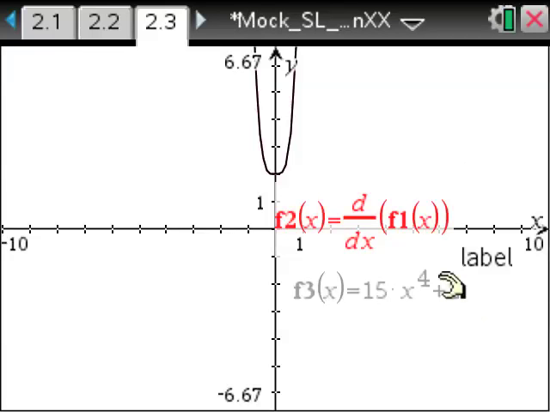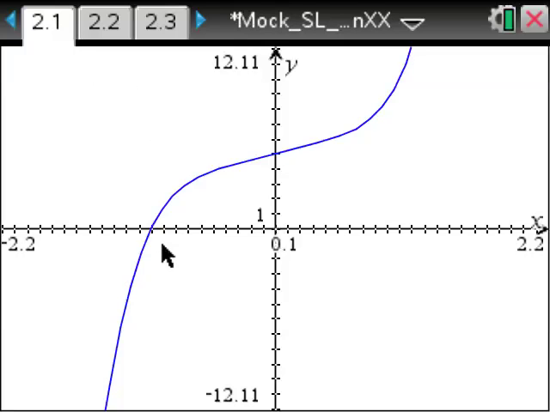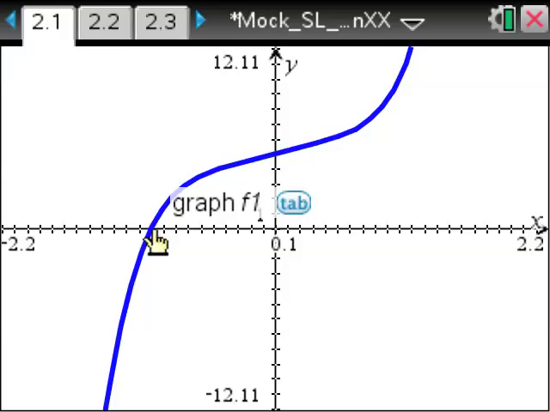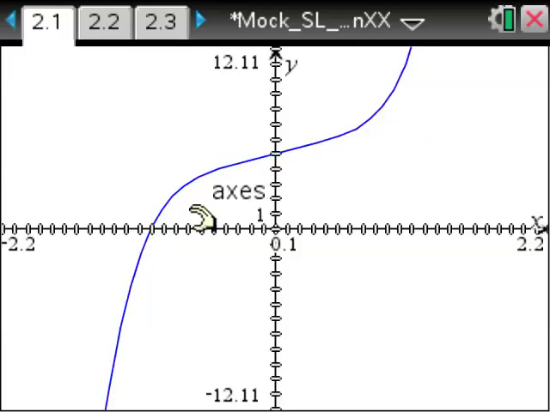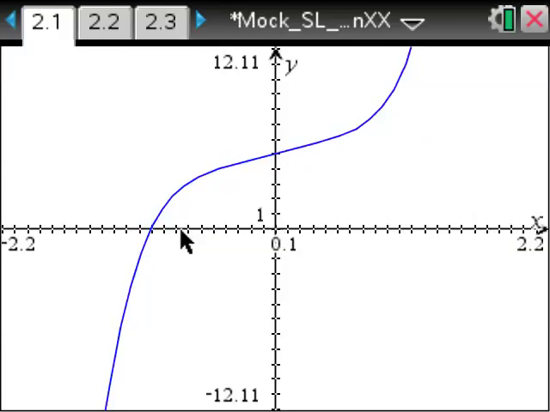Now for part G, I need to get the gradient of the line, and it's parallel to the line that goes through P and Q. So let's go back to my original graph. P is there, Q is there. The gradient of the line, it may be obvious, that's -1, that's 1. We're going 1 along, 1 up. It's going to have a gradient of 1.